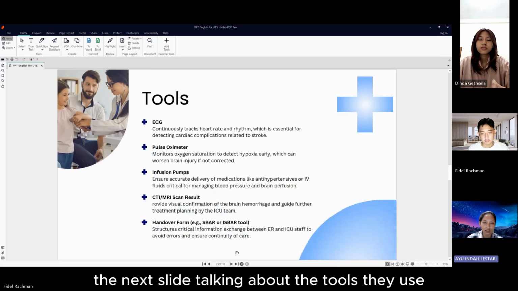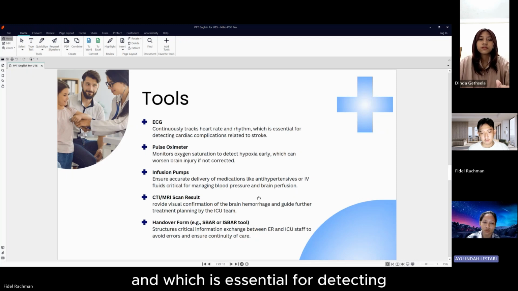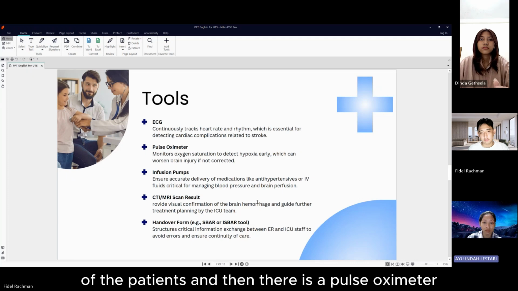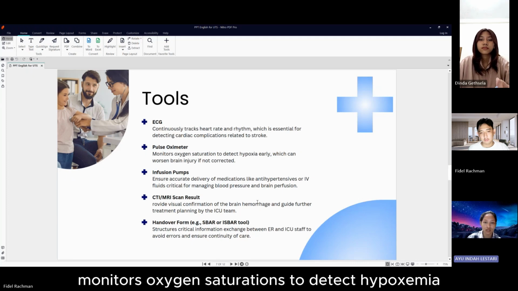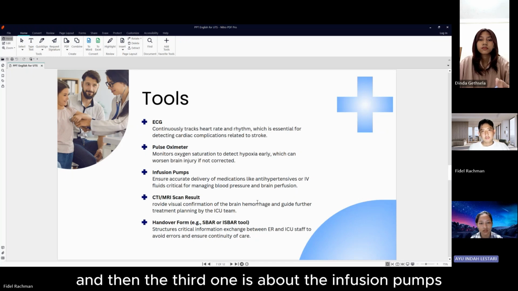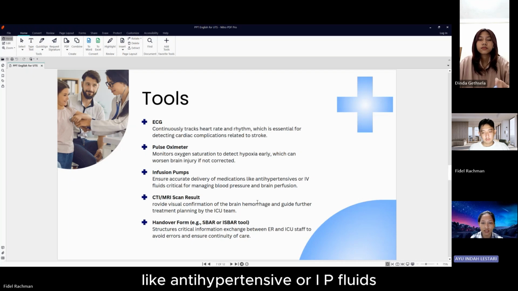The next slide talks about the tools they use. The ECG continuously tracks heart rate and rhythm, which is essential for detecting cardiac complications related to stroke and hemorrhage. And then there's a pulse oximeter, which monitors oxygen saturation to detect hypoxia early. It can worsen brain injury if not handled right. And the third one is the infusion pumps. They ensure accurate delivery of medications like antihypertensives or IV fluids, critical for managing blood pressure and brain perfusion.